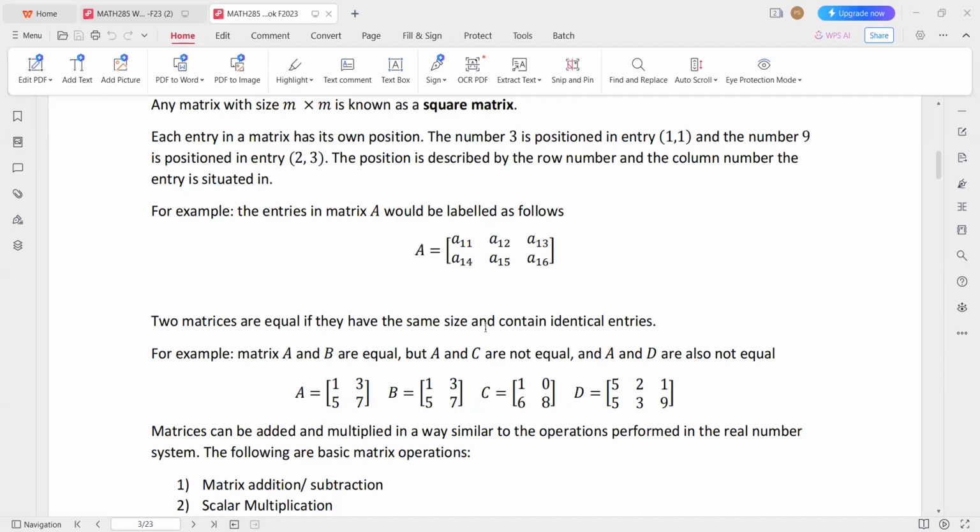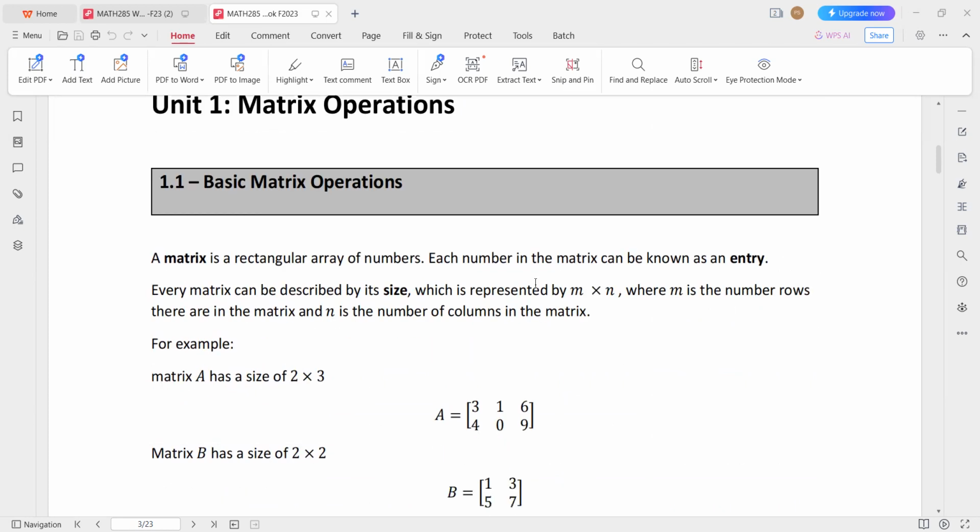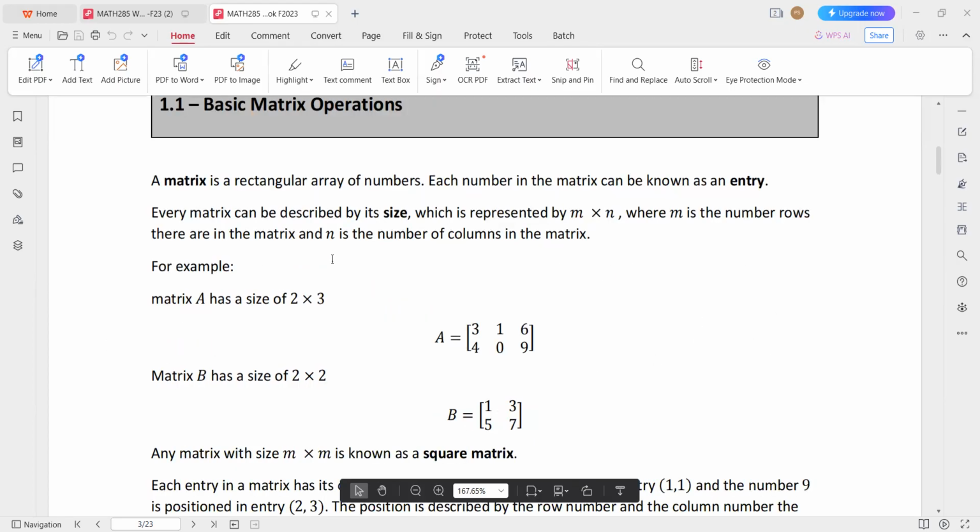I'm gonna be explaining what a matrix is all about. So, a matrix is a rectangular array of numbers. So it's basically you having two sizes, which is represented by M and N. So, for example, M is the number of rows that there are in the matrix, and N is the number of columns in the matrix.